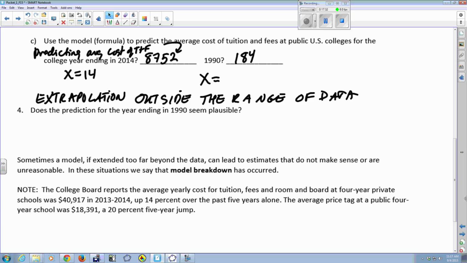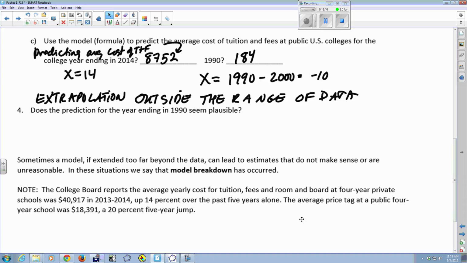So 8,752, that would be last year's tuition and fee rate. Does that seem plausible and reasonable to you, given where the costs are today? Okay, seems okay. Now, for 1990, since our data starts with years since 2000, what would be the answer for X here? -10, right? Because you start with the year you're asking about and subtract 2000 from it, and that's -10. It's 10 years in the past. You think 10 years prior to 2000, the average cost of tuition and fees at four-year schools was $184? Yeah, me too. So that's not plausible at all.